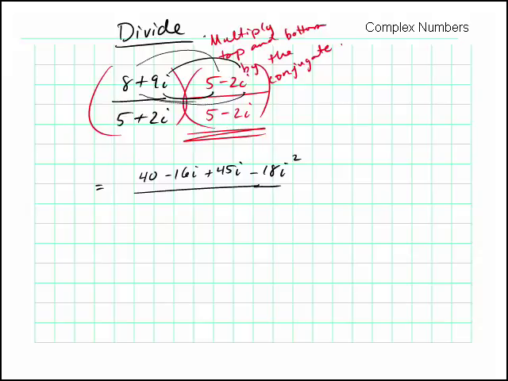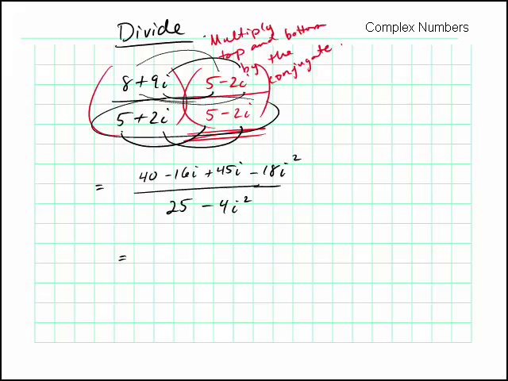The denominator FOILed out. This is a difference of squares. The two middle terms cancel, so I don't even write those out. I just multiply the first ones together. 5 times 5 is 25, minus, it's my difference of squares pattern, 2i times negative 2i gives me a negative 4i squared. Oh, I'm sorry, I put two negatives in there. Let me back up. 2i times negative 2i is negative 4i squared.